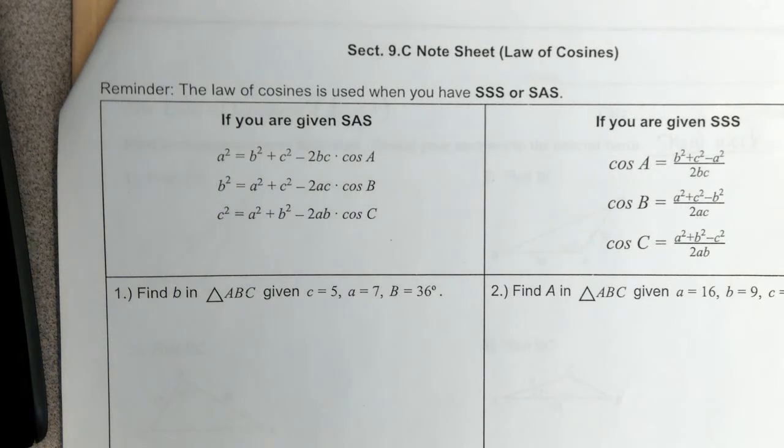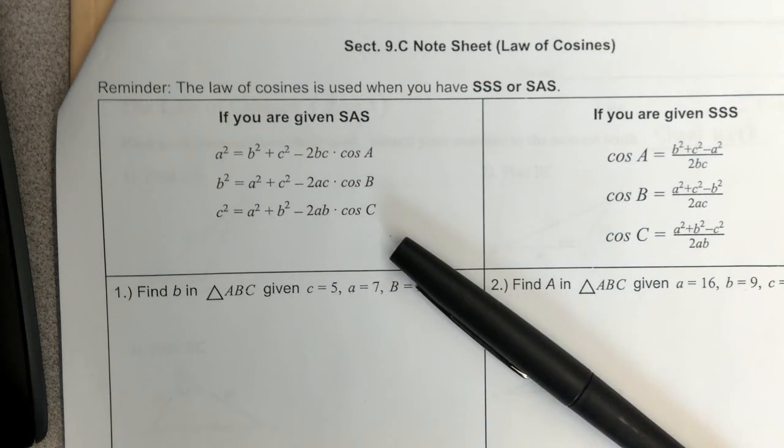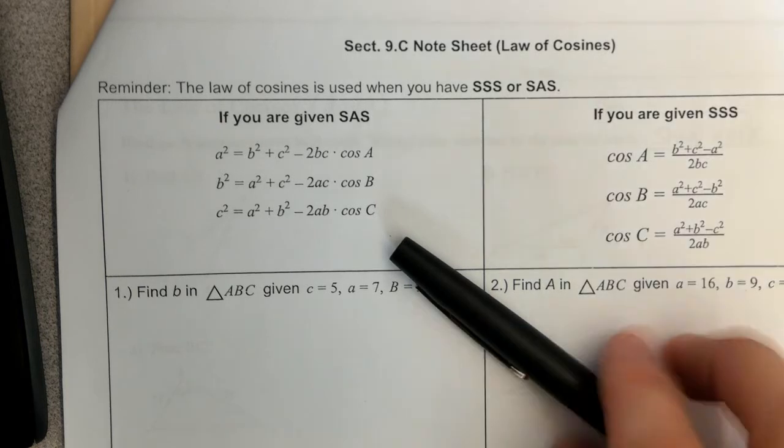Alright, we're going to talk about the law of cosines today. The law of cosines is obviously related to the law of sines in that it helps us figure out missing side lengths and missing angles in non-right triangles. But it applies in different situations than the law of sines.